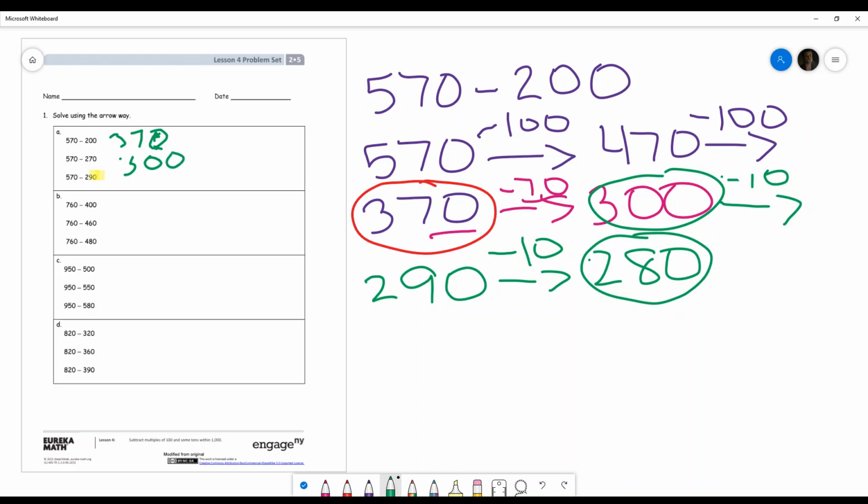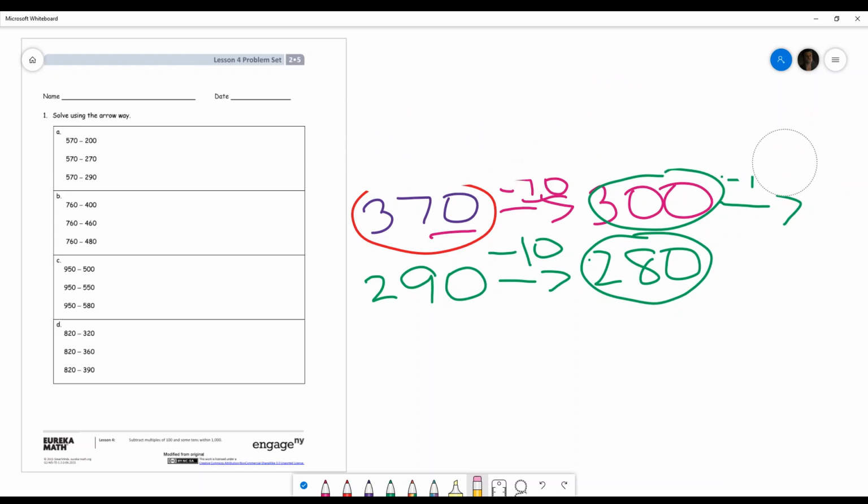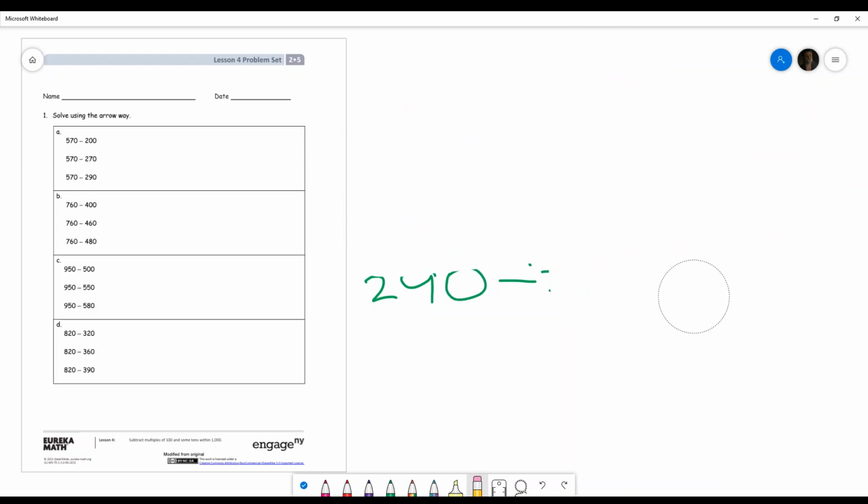370, 300, and 280. That is how you are going to do all of these problems. If you look at B, C, and D, there's the same format. The first number does not change in your equation, in your problem. It's only the second number that changes.